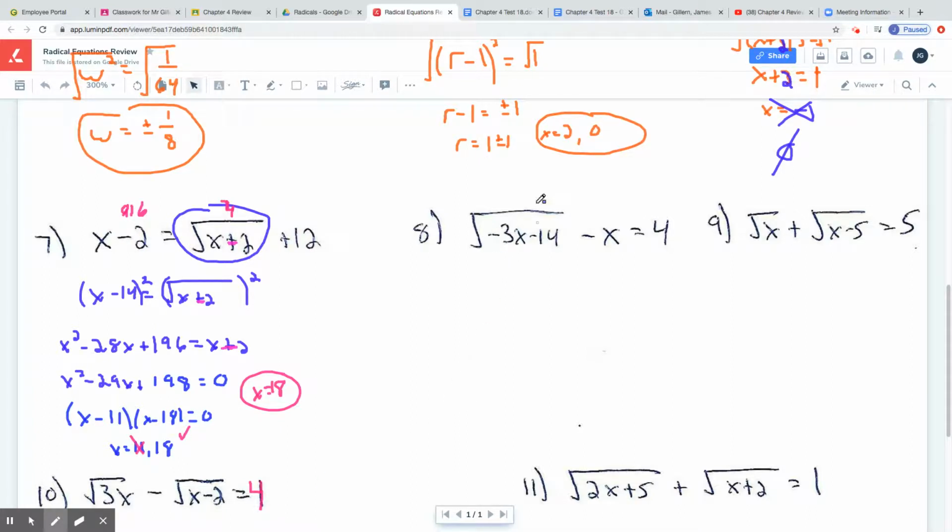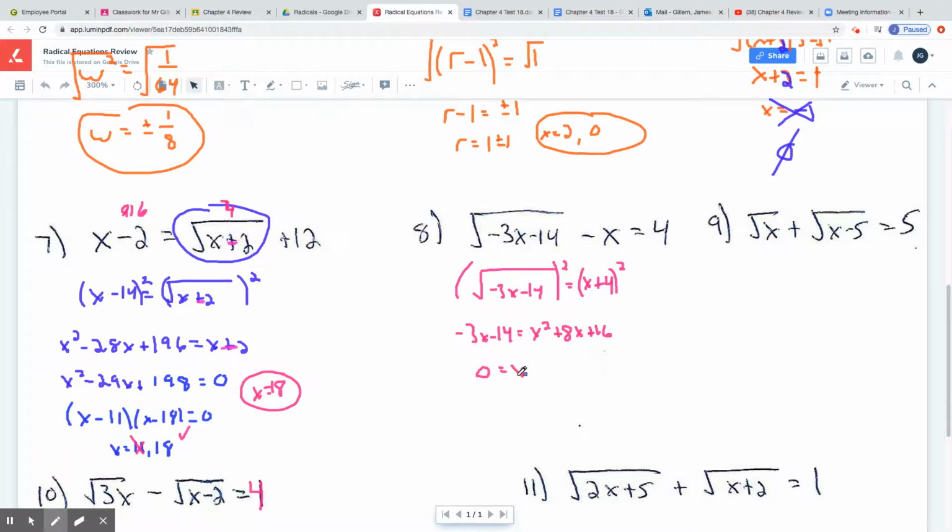Okay. All right. Once again, we only have one square root for number 8. So let's add over the x over there. So it is the square root of negative 3x minus 14 equals x plus 4, or 4 plus x. It doesn't make a difference. Okay, so we're squaring both sides. Since we're squaring both sides, we're going to have to check at the end to make sure our answers are correct. So I get negative 3x minus 14 equals x squared plus 8x plus 16.